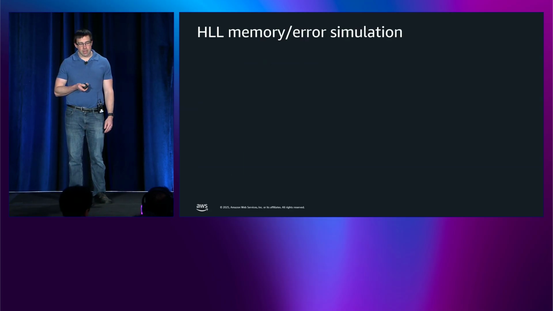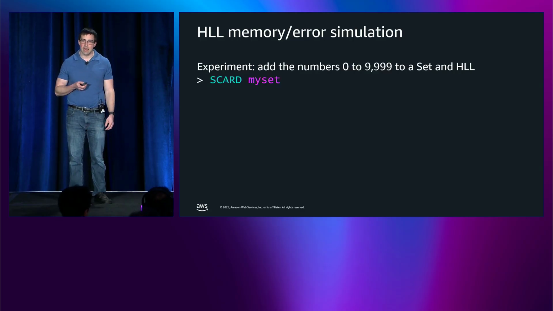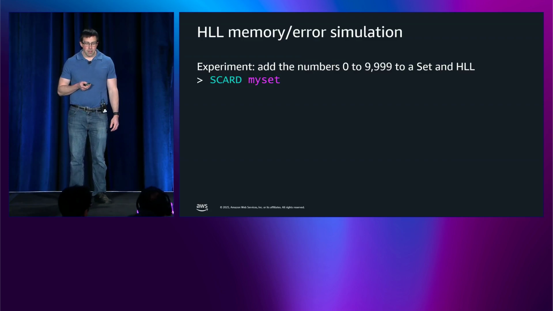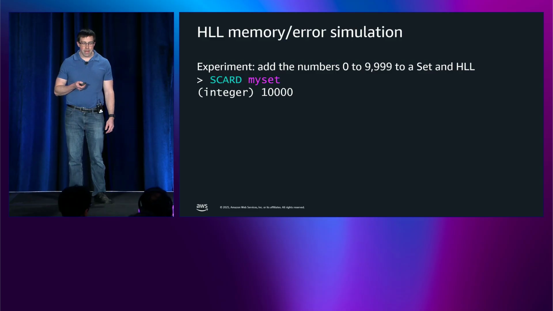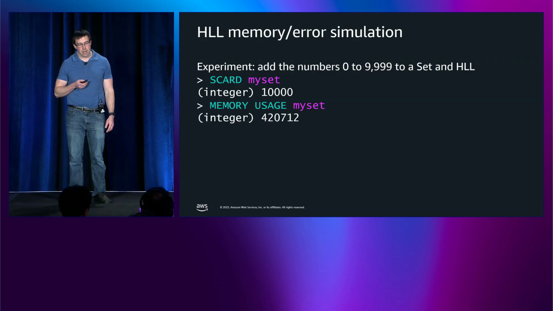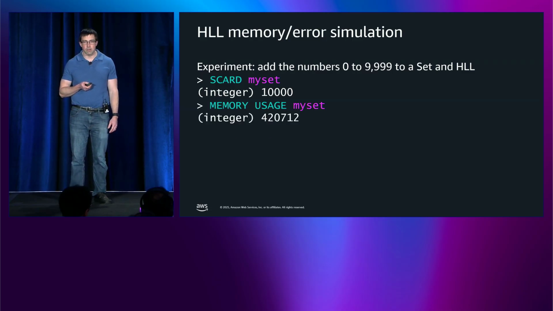So I ran a quick little simulation of the memory usage and error rate of a set and a HyperLogLog. In adding 10,000 numbers to a set, you'd get back 10,000 exactly because it's storing every single number in the set and then calculating that cardinality. But the memory usage of the set, as calculated by Valkey, is about 420 kilobytes.